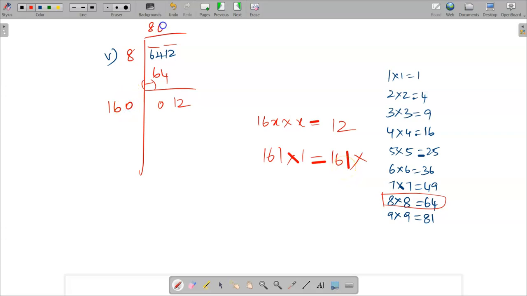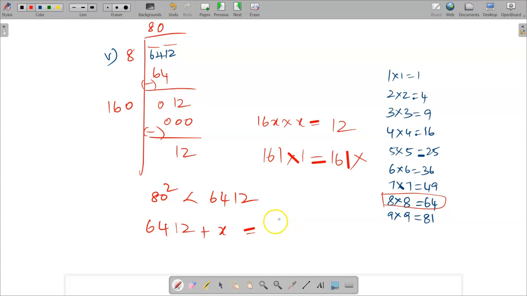So what I have to do? I have to put 0. So 0 into any value, it is 0. Okay. Just subtract both the value, I am getting 12. Okay. So this is the remainder 12. So what I can say? The quotient square, that is 80 square, is lesser than 6412. So with 6412 I have to add some value in order to get the next perfect square. What is the next perfect square? 81 square. So 81 into 81.